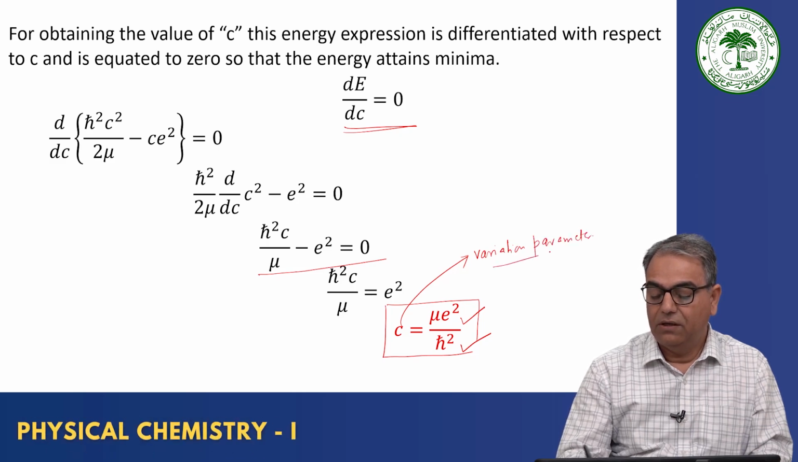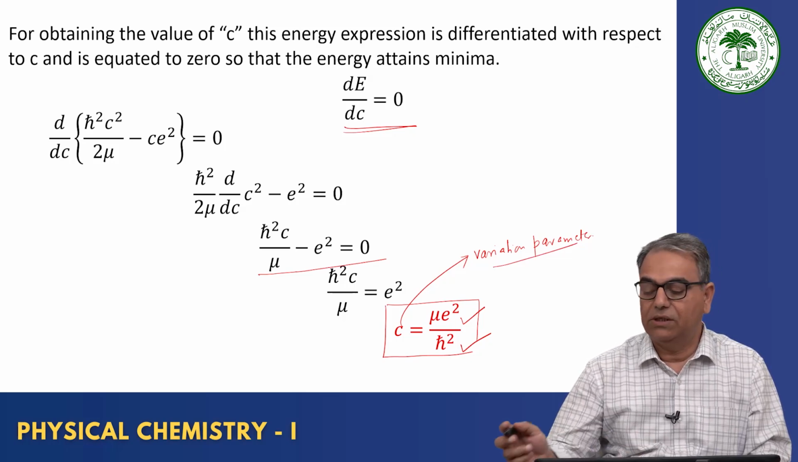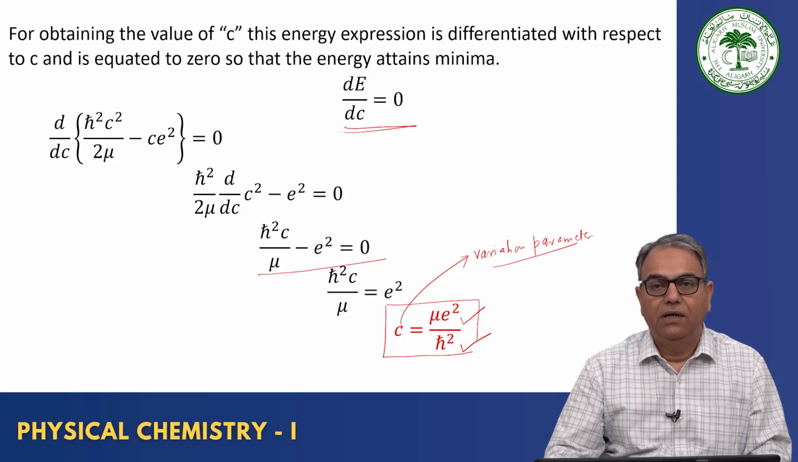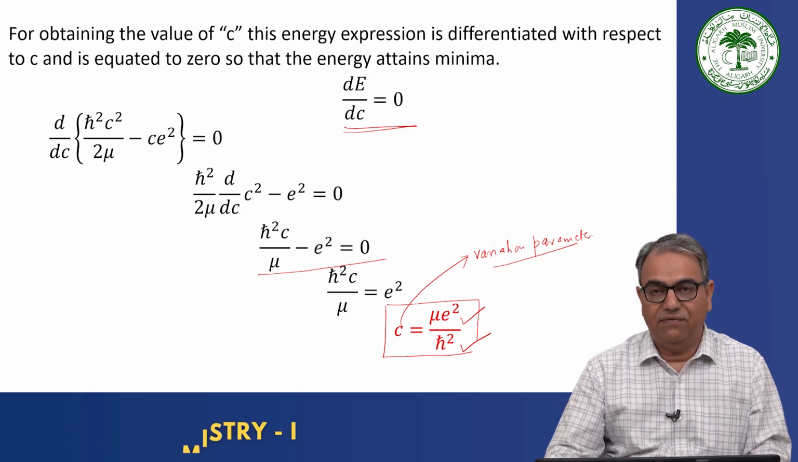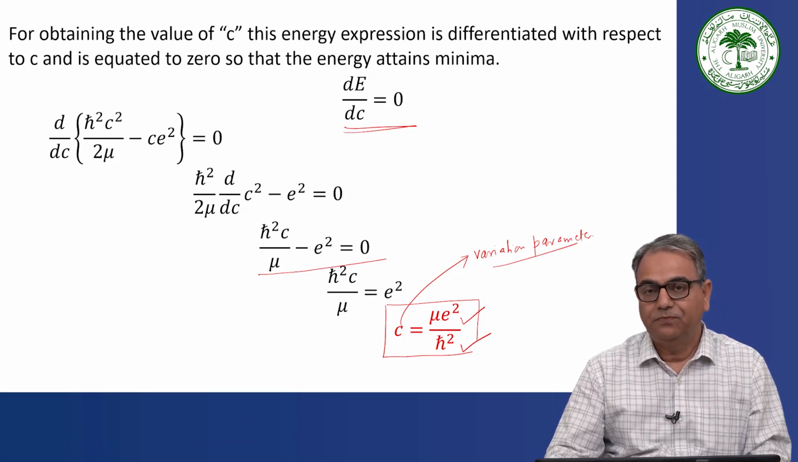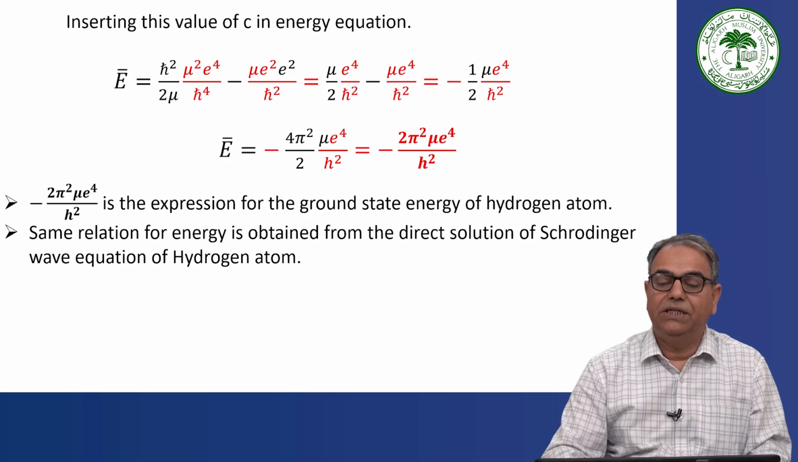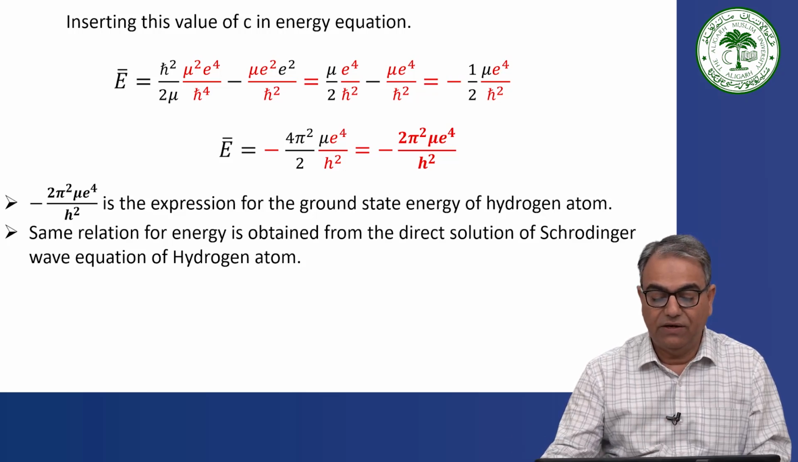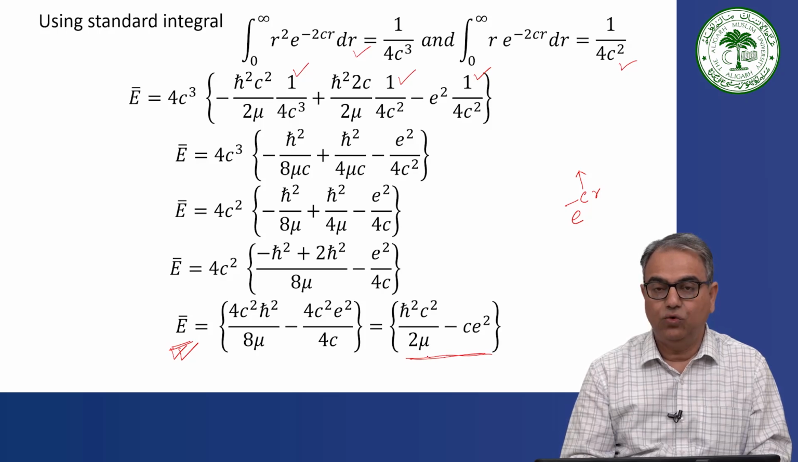And this is for the minimum eigenvalue, because we have differentiated the energy with respect to c and equated it to 0 for the minima of the energy. That will certainly be greater than the ground state energy. That you always remember: if it is a trial function, the energy should always be greater than the ground state energy. Inserting this value of c in the energy equation, what do you get? The energy which we have obtained is h cross square c square divided by 2 mu minus c e square. This is your eigenvalue which we have got.